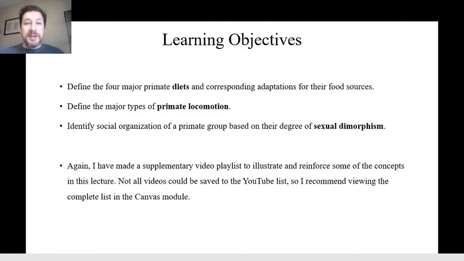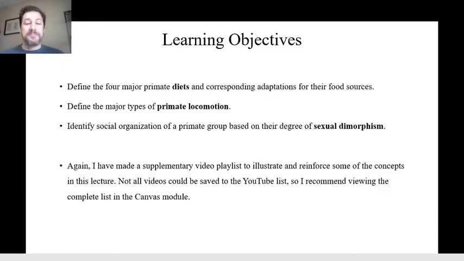So our learning objectives for today are pretty simple. We're going to look at the four major primate diets and what the main adaptations are for consuming each of those food sources. We're going to define the major types of primate locomotion, that is, movement, how individuals get around in the world. And we're going to identify social organization of primate groups based on their degree of sexual dimorphism.